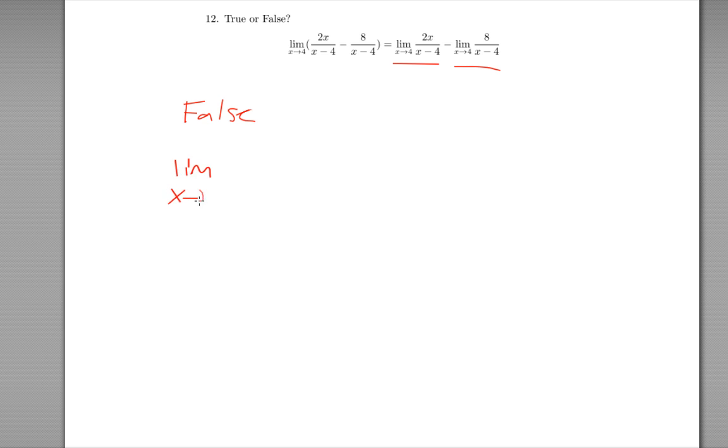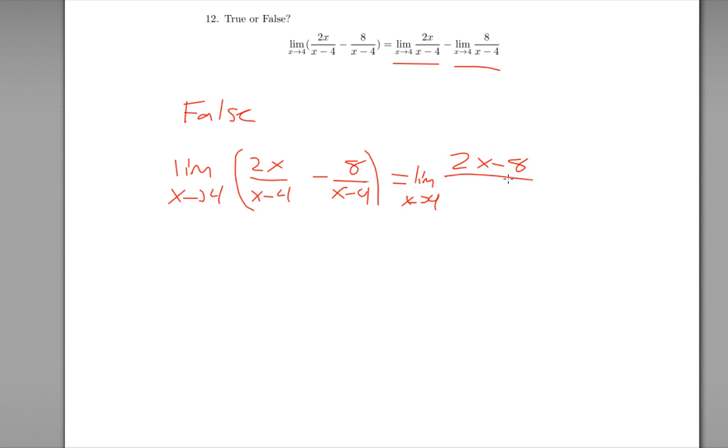The limit as x goes to 4 of 2x over x minus 4 minus 8 over x minus 4. If you leave them together and do this as one big function, this is actually the limit as x goes to 4 of 2x minus 8 over x minus 4, and now we can go right ahead and use our factoring. So this is 2 times (x minus 4) over x minus 4. The x minus 4's cancel, and you just get 2. So this limit on the left-hand side is 2.